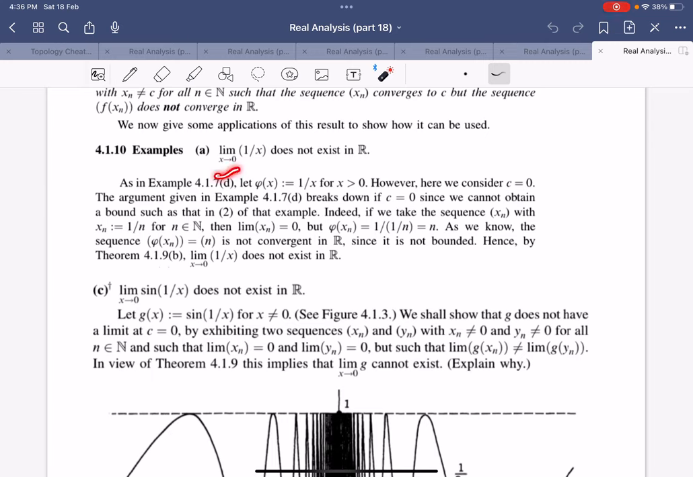Let's take a look at this example: 1 over x. We know that 1 over n approaches 0, but f(1/n) equals n, and this is unbounded. And so the sequence f(x_n) equals n is not convergent, and so the limit as x approaches 0 of 1 over x does not exist.